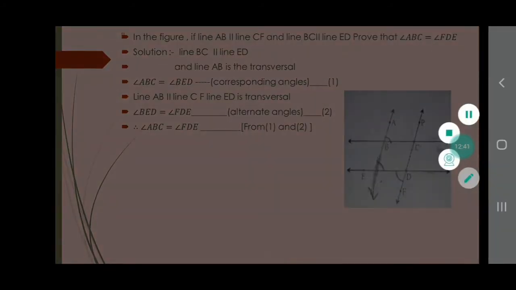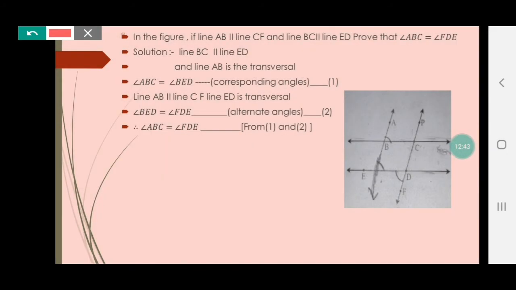Now here, that is my equation number 1. Then again I'll consider AB is parallel to CF. And now this time we will consider ED as the transversal. As ED is the transversal, the angle forming over here, that is angle BED, is equal to angle EDF, right? Now which angle are they forming? They are forming alternate angles. This is my equation number 2.